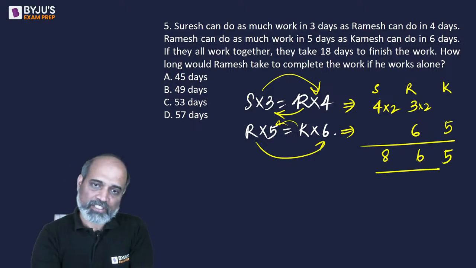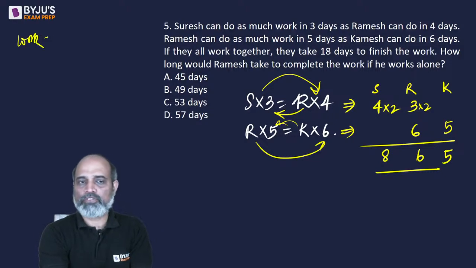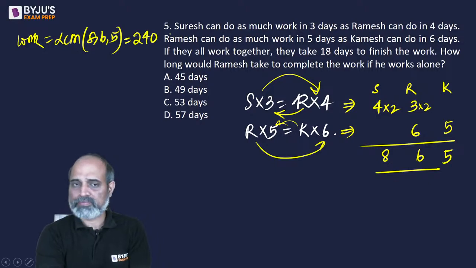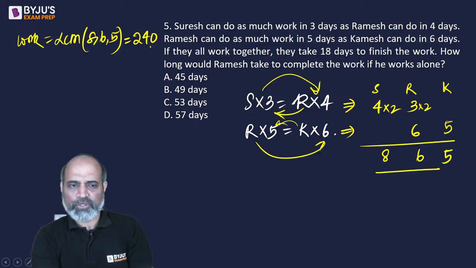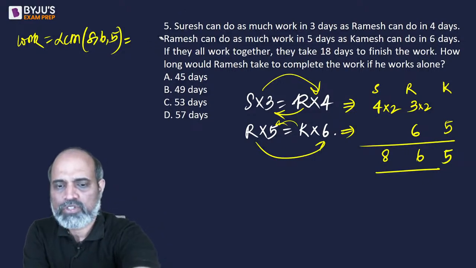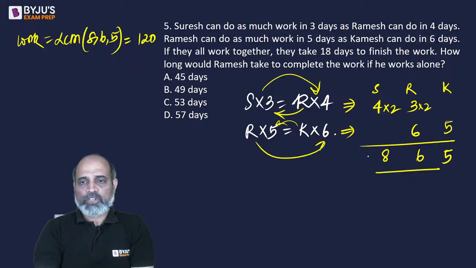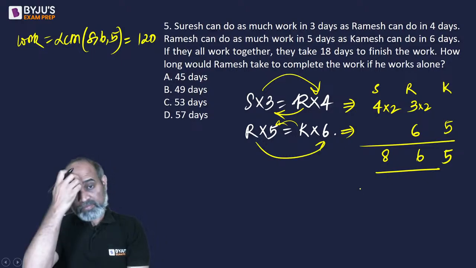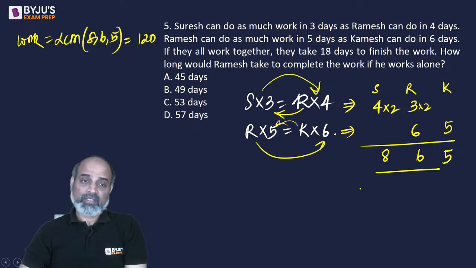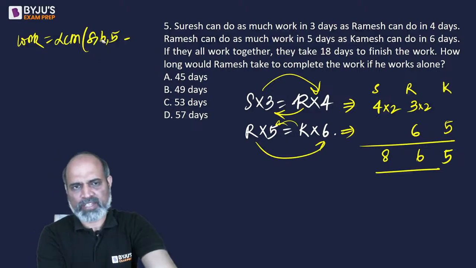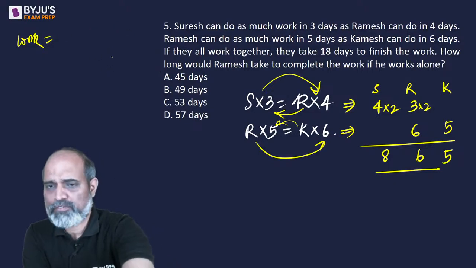Now we can take the total work to be the LCM of 8, 6 and 5, which will result in 240 units. 120 would also do, because 6 was already there, so let's take 120. No, now we don't need the LCM. Efficiency we have already calculated.